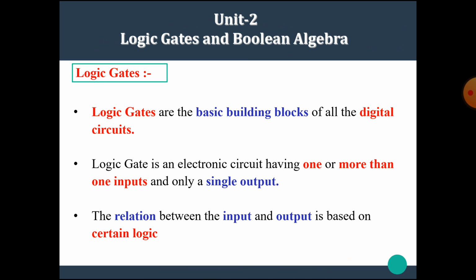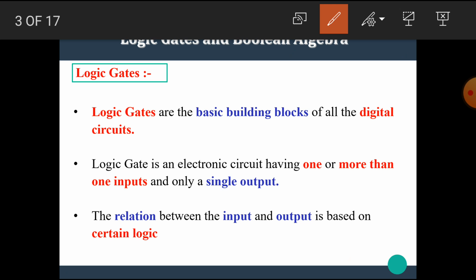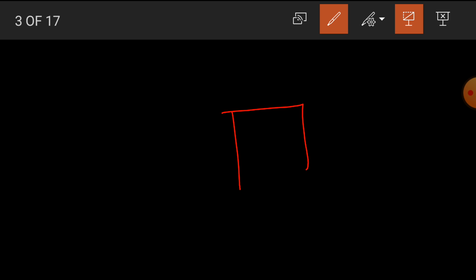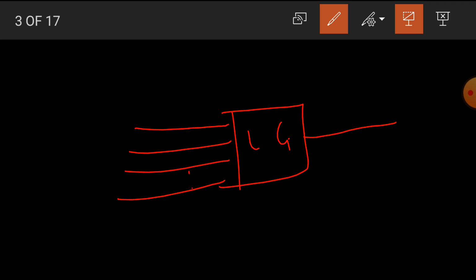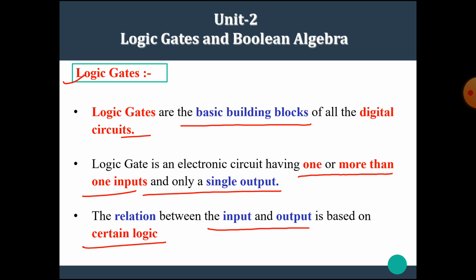In this video, we are going to start the unit second of this subject named Logic Gates and Boolean Algebra. Let's start our today's topic, logic gates. The logic gates are the basic building blocks of all the digital circuits. A logic gate is an electronic circuit having one or more than one input and only a single output. That means a logic gate is an electronic device which has a number of inputs but only a single output. Okay? The relation between input and output is based on a certain logic.